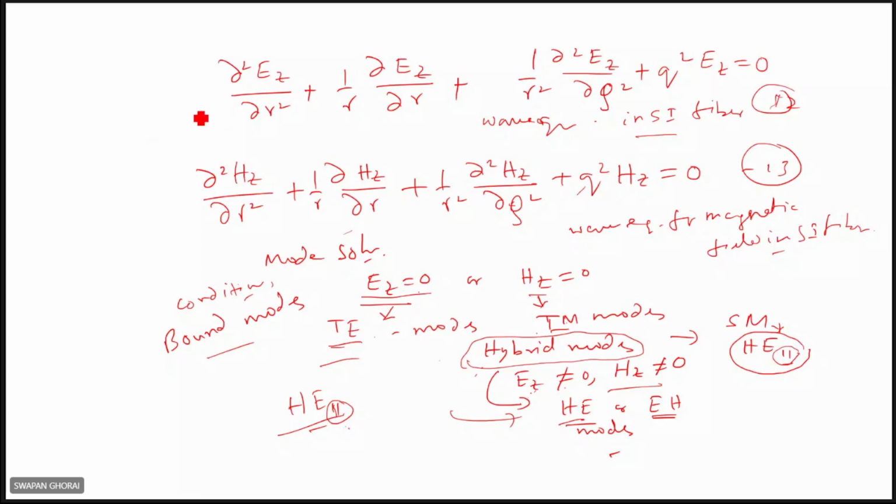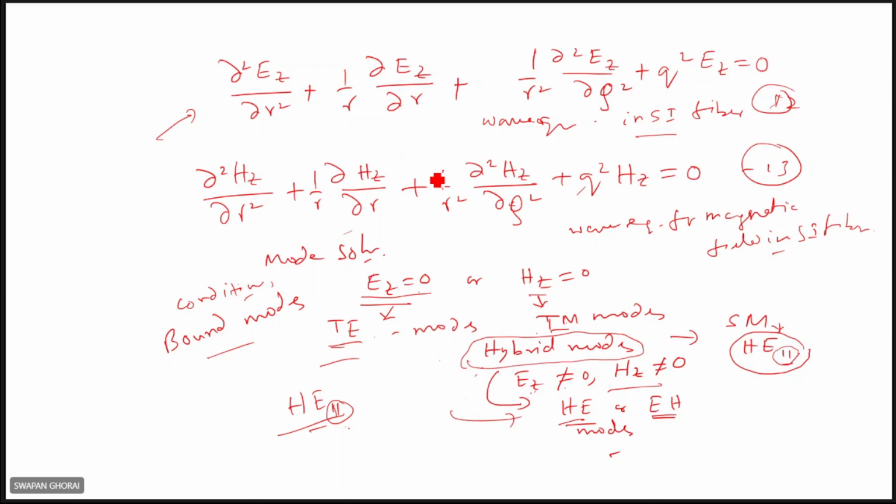Say for the electric field, if you just consider Ez, see how many variables are there. Here r, phi, z, and also if you write Ez in terms of omega t, the t variable will be there as well as the z variable. So there are 4 variables. To solve these equations, you have to consider the separation of variables method.